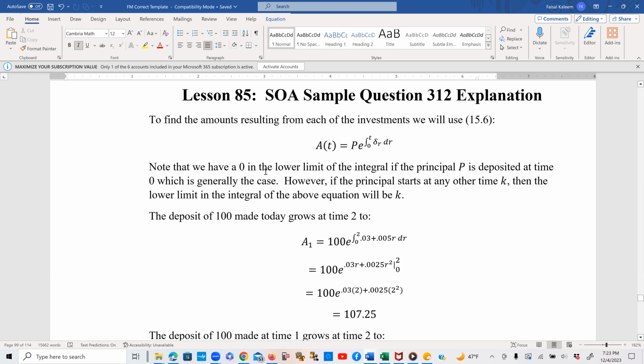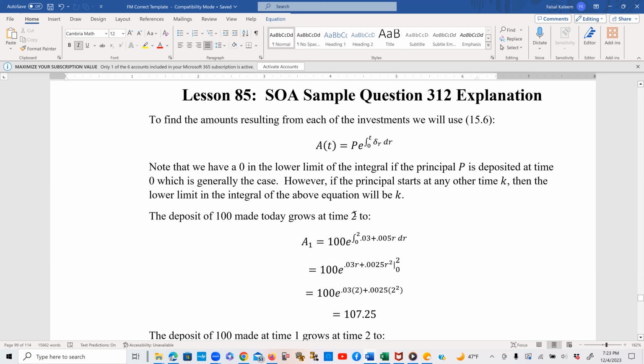Note that we have a 0 in the lower limit of this integral if the principal is deposited at time 0, which is generally the case. However, if the principal starts at any other time k, then the lower limit in this integral will be k instead of 0. So the deposit of 100 is made today, which means at time 0.